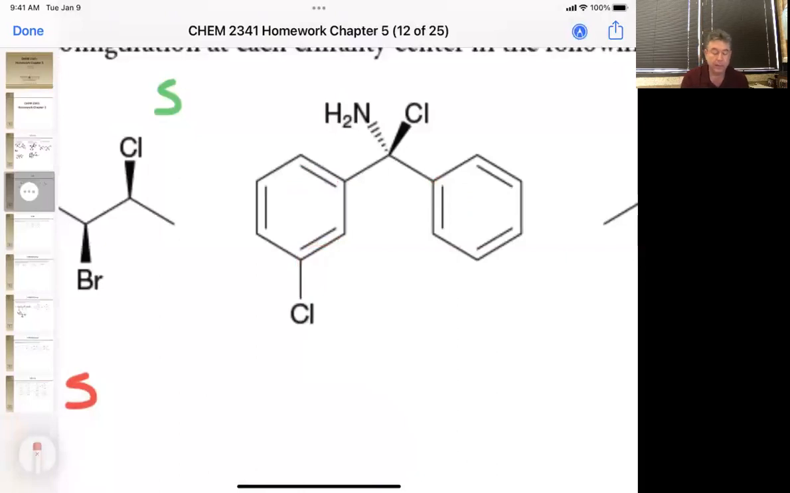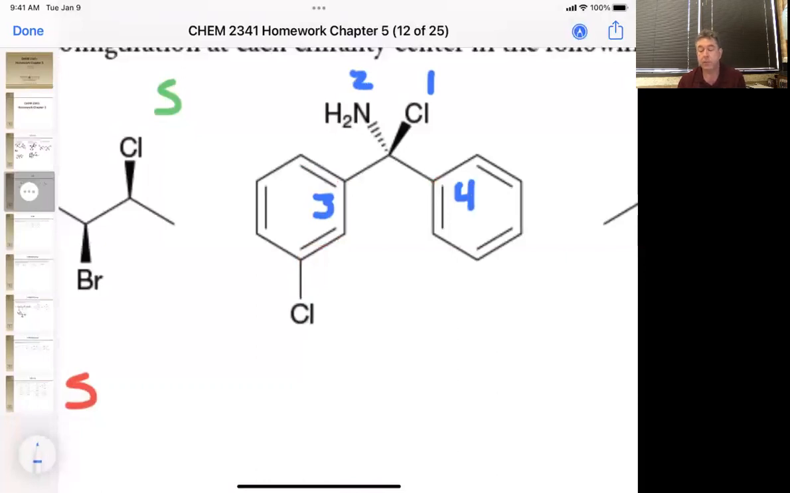Okay, so chlorine is higher in number than our nitrogen, so that's going to be 1. Nitrogen's higher than our carbon, so this is going to be 2. This one has the chlorine on it, so it'll be 3, which makes this one 4.